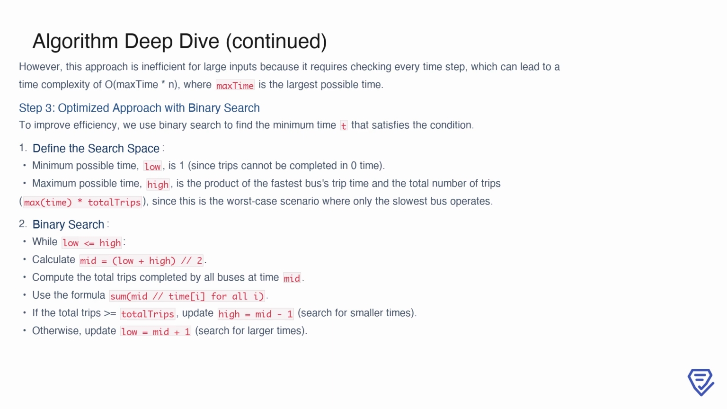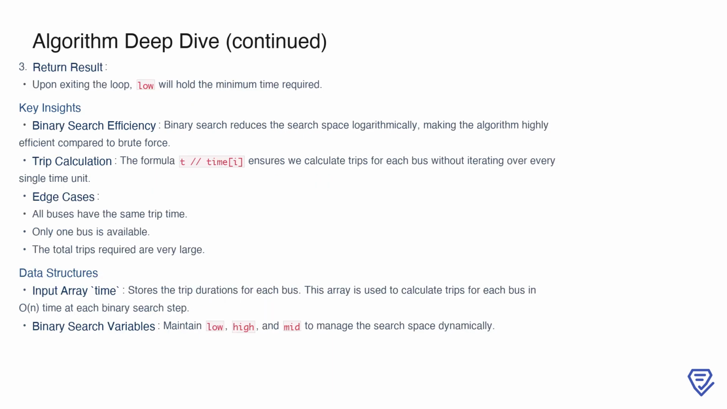At each step, we calculate the midpoint mid of the current range and determine the total trips all buses can complete by mid. This is done efficiently using the formula sum of mid / time[i] for all i. If the total trips meet or exceed the target, we attempt to find a smaller time by updating high to mid - 1. Otherwise, we explore larger times by updating low to mid + 1. Once the binary search loop terminates, the variable low holds the minimum time required to complete the trips.